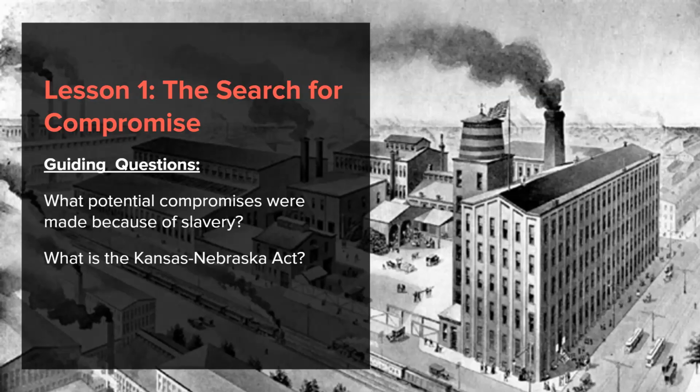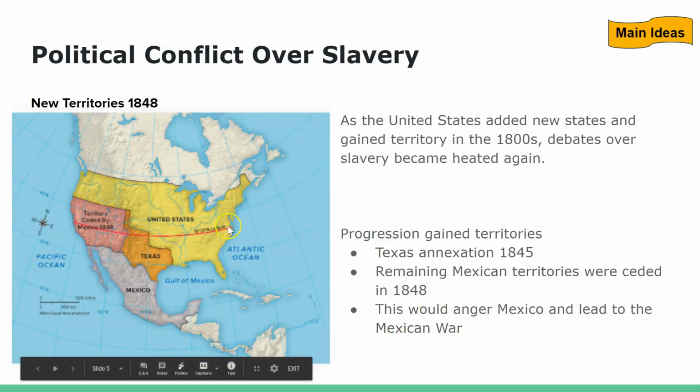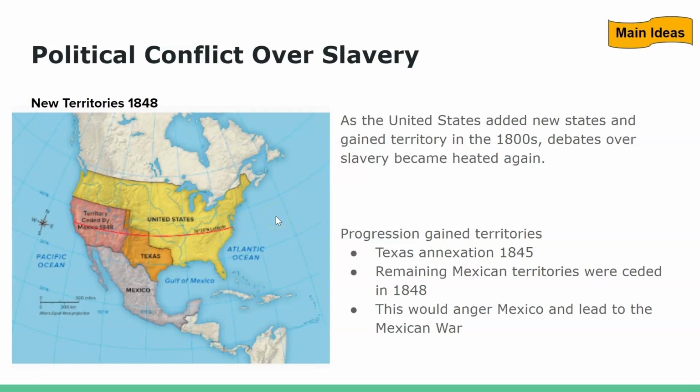Lesson 1 focuses on the attempted compromise that would inevitably end in war. As the United States gains more territories in the 1800s, the debate over slavery arises multiple times. If you look at the map to the left, you can see this red line going right across the country. That's the 36°30′ latitude line, which we'll talk about a little bit more later.